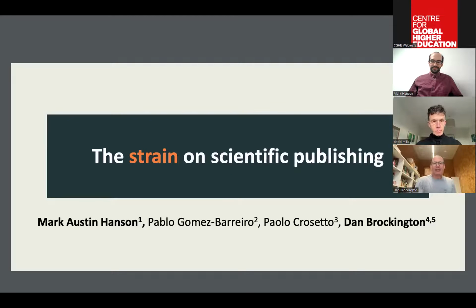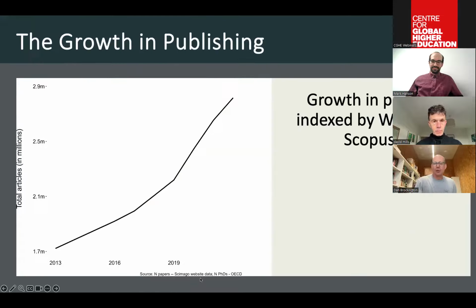What we were interested in, though, is what we're calling the strain in scientific publishing, and it derives in part from this graph here, the growth of indexed papers in Web of Science and Scopus, which means, of course, there are many more papers out there which are not being recorded by our data. That line is an exponential increase. I can test its exponentiality, and Pablo explained mathematically, no, this is the best way of explaining it.